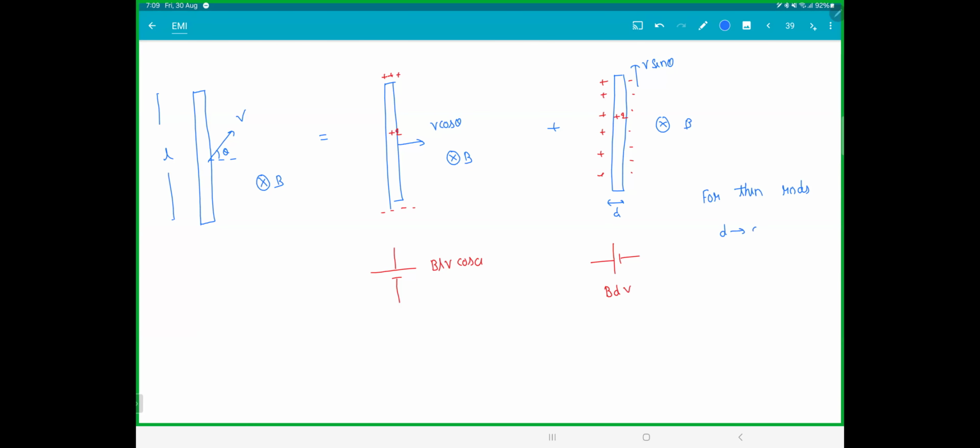D will tend to 0. So we ignore this. So generally whenever we say EMF of the rod, we will say it is BLV where B, L and V are mutually perpendicular. That is the general catch. So if any one of them is parallel to the other, you won't get any EMF. Clear? So that velocity should be perpendicular to length and perpendicular to B.